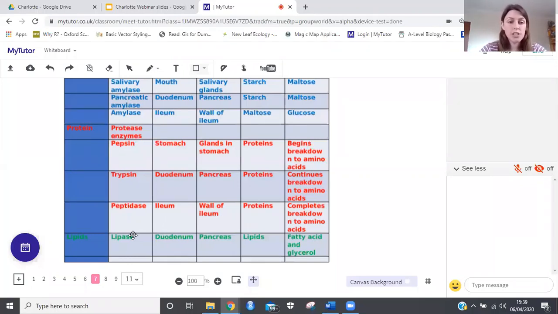So the digestion of lipids happens in the duodenum, so it starts quite a bit later than our protein and carbohydrate digestion, which started in the mouth or in the stomach. Lipase is produced in the pancreas and breaks down lipids to their fatty acid and glycerol components.